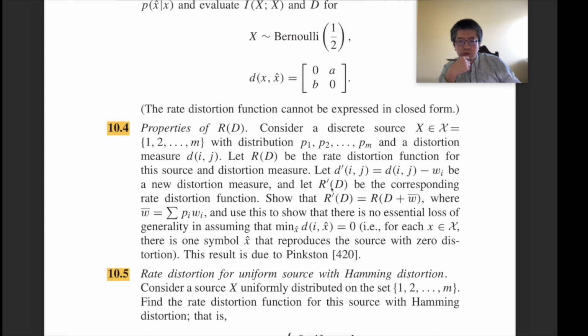Now let's denote R prime for this new distortion measure. First we're going to show a relation between R prime and the original R, where w bar equals the average of all the w_i. Based on this result, we're going to show that there's no essential loss of generality in assuming that the minimum distortion is 0, because the relation is just a shift. Okay, so let's see how we can solve this problem 10.4.